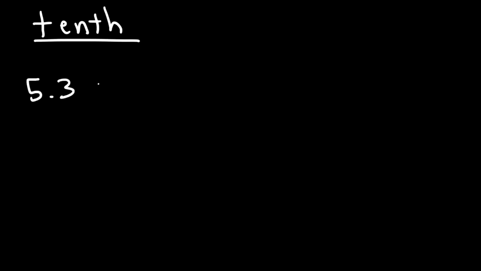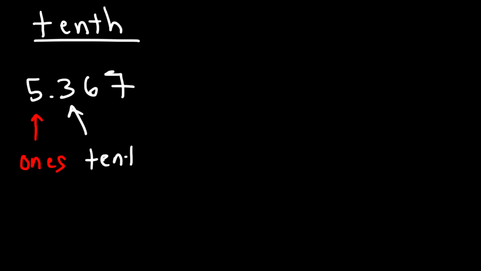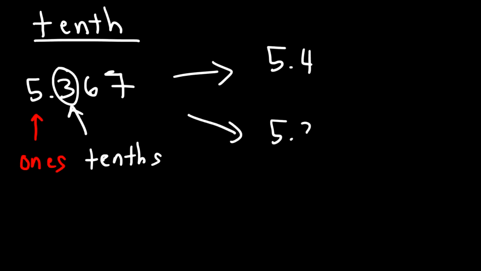Now for the next example, let's talk about how to round it to the nearest tenth. So let's say if we have the number 5.367, round it to the nearest tenth. So we know this is the ones digit, and this here is the tenths digit, and this is the hundredths digit. So we're going to round it to the tenths digit. So either that's going to go up to 5.4 or down to 5.3.